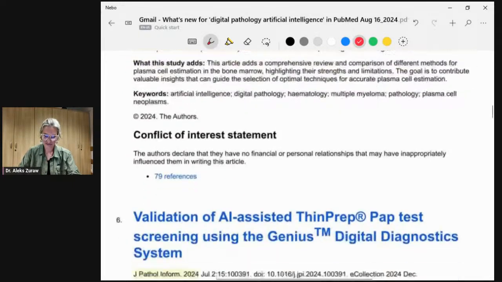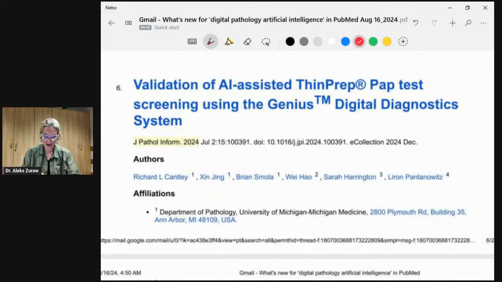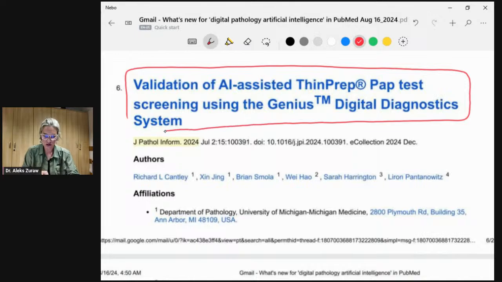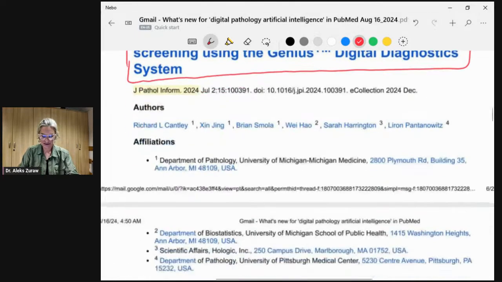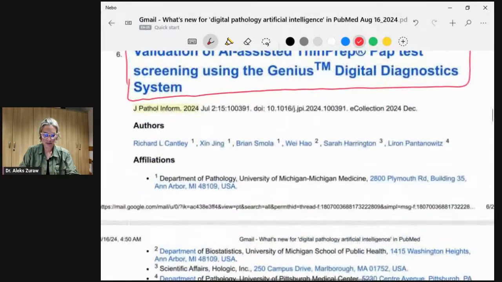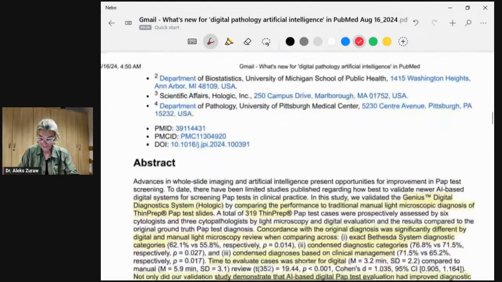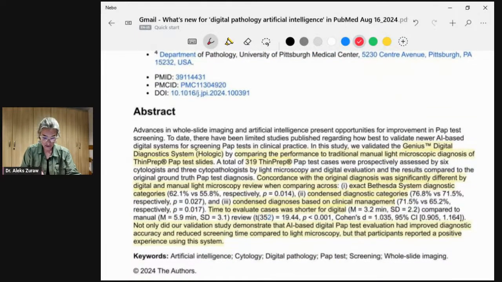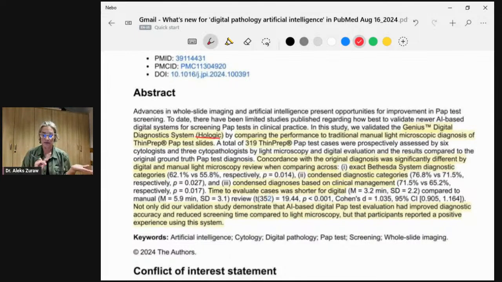So, without further ado, let's check the validation of AI-assisted thin prep pap test screening using the Genius digital diagnostics system. This was published in Journal of Pathology Informatics, the official journal of the Digital Pathology Association. And this Genius is from Hologic. So they have a commercially available algorithm for checking pap smears.